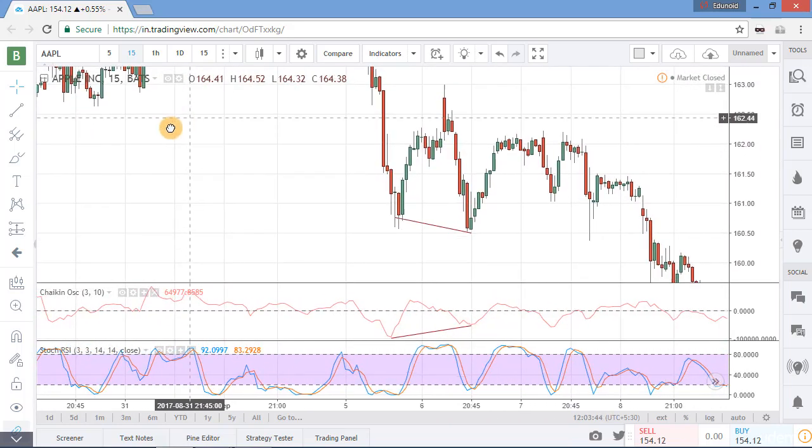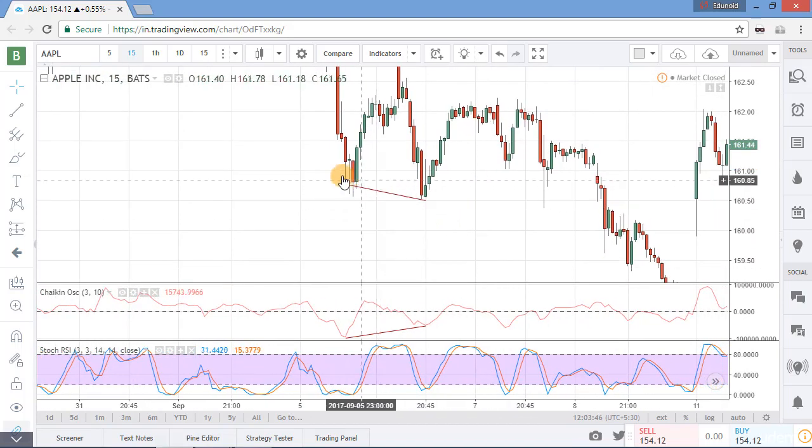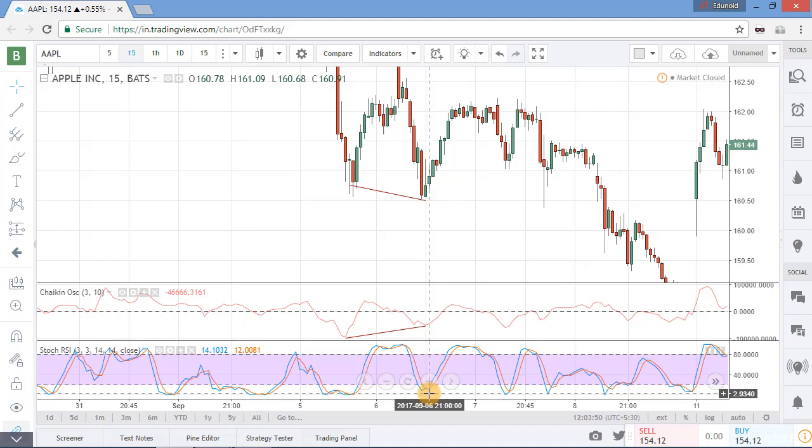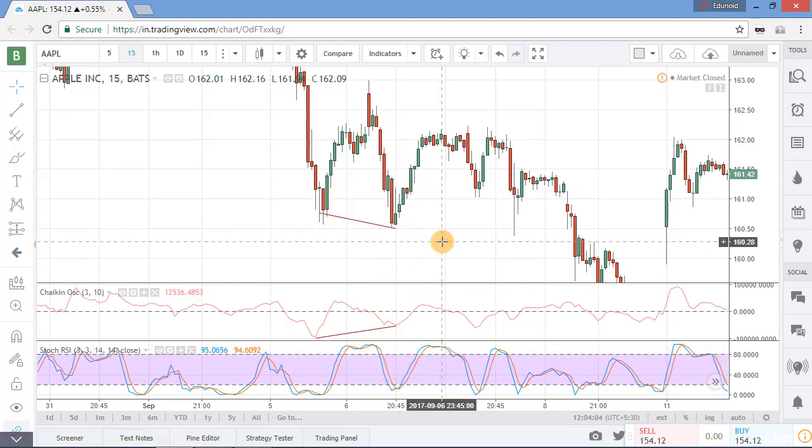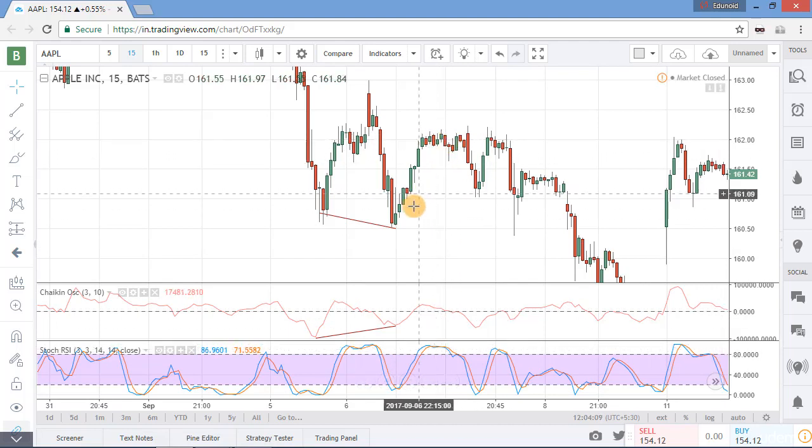Again, Chaikin's is giving a positive divergence here. This is the point and stochastic RSI is in the oversold range. We are getting a buying signal here, so we can buy here. This is our buying candle and we can exit when stochastic RSI is giving a selling signal. Now this is in the overbought range, and this is our selling signal. This is the point: we can buy here and sell here.